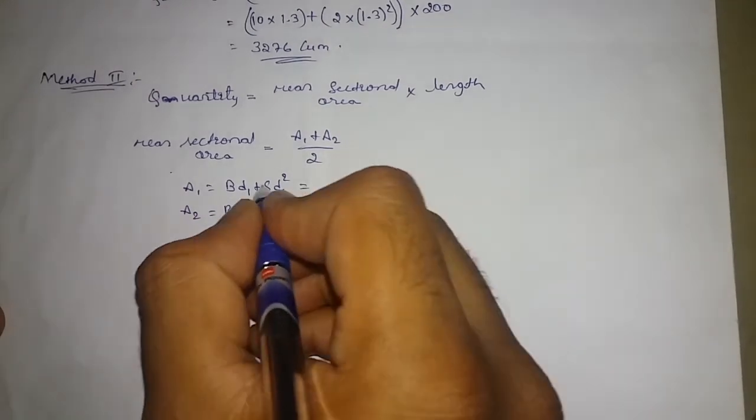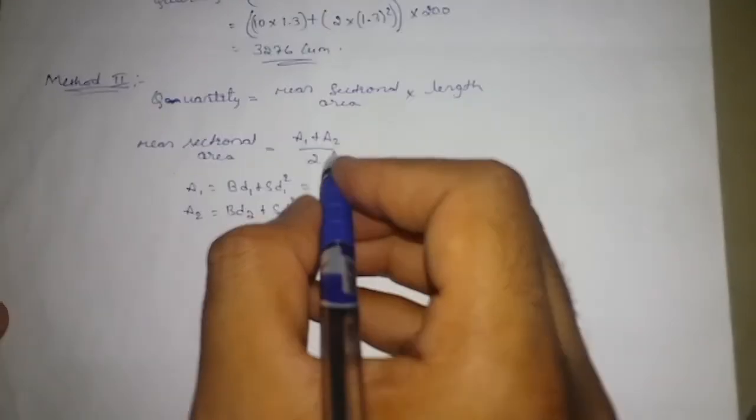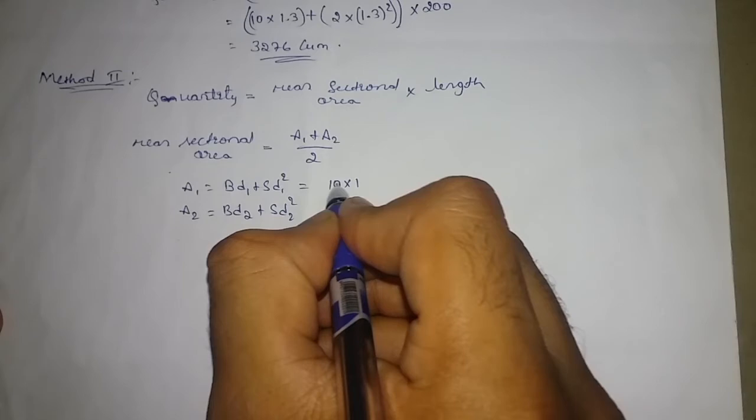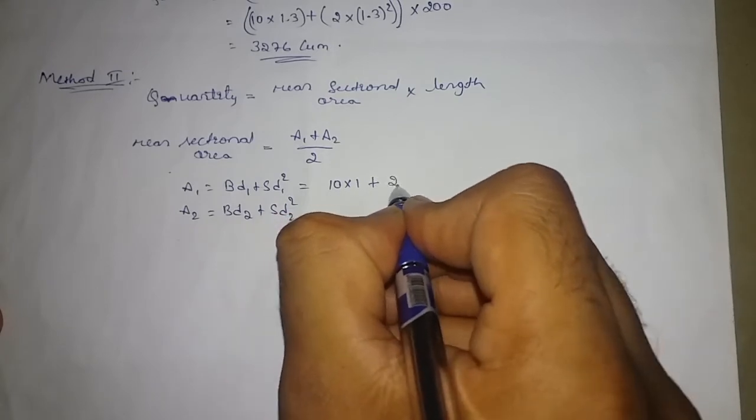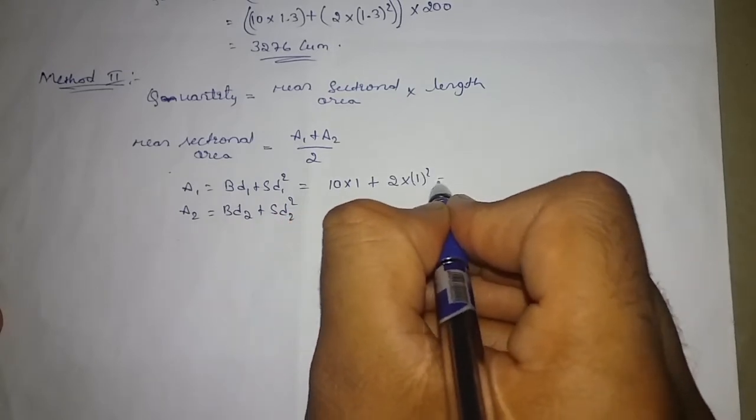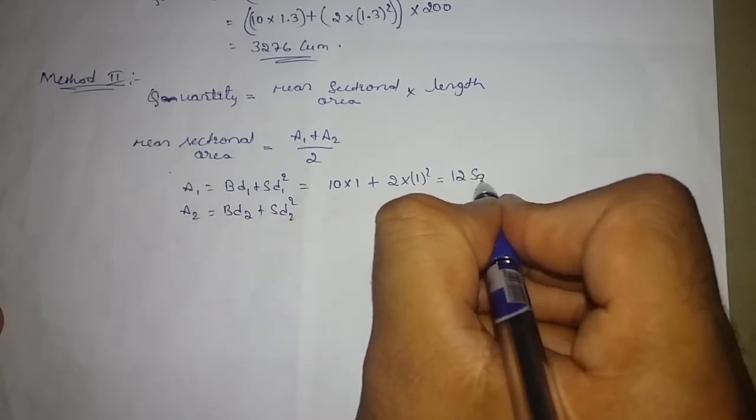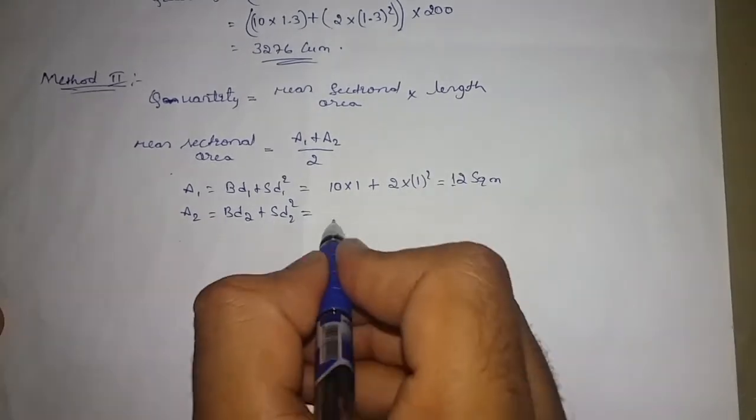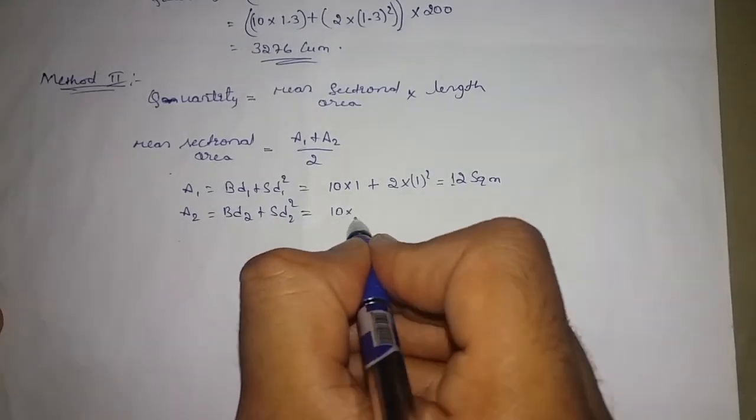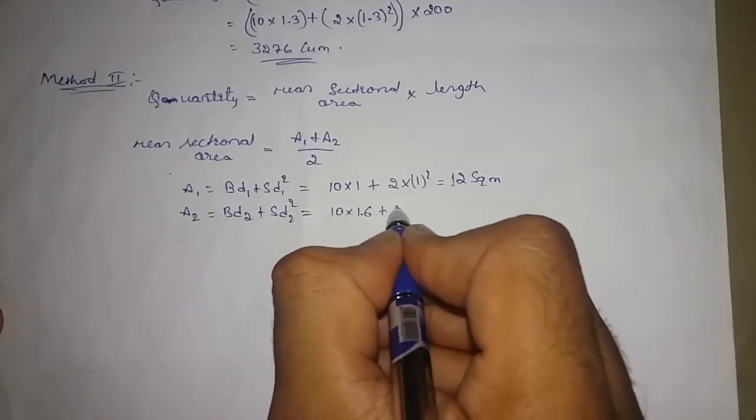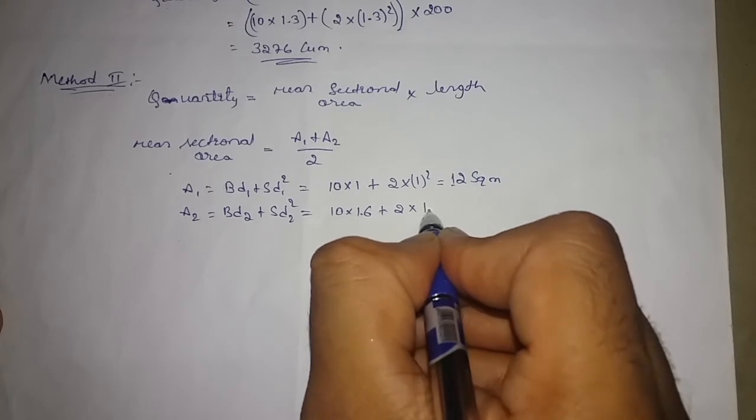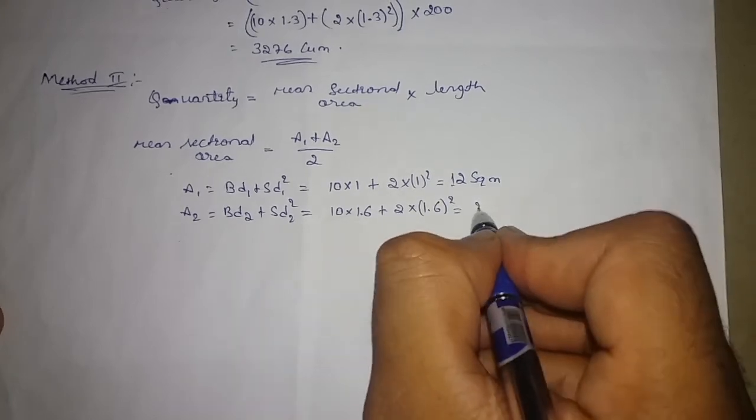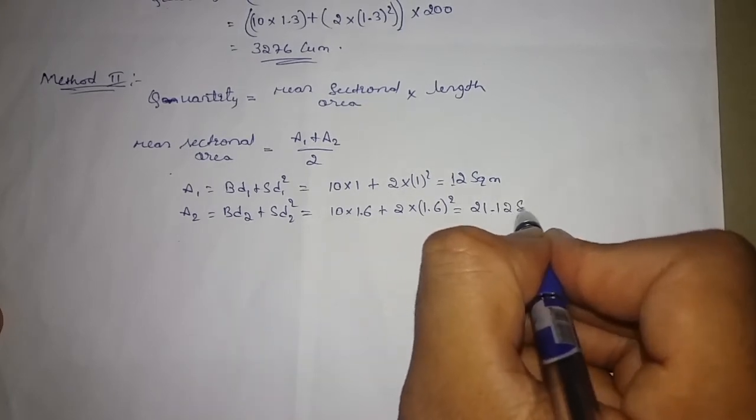What is B? B is nothing but your formation width. It is given as 10, into D1, which is 1, plus S, which is 2, into 1 square. What value are you going to get? It is 12 square meter. Similarly, if I substitute in A2, B is 10, D2 is 1.6, plus S is 2 into D2 square. If I substitute these values in a calculator, you will get 21.12 square meter.